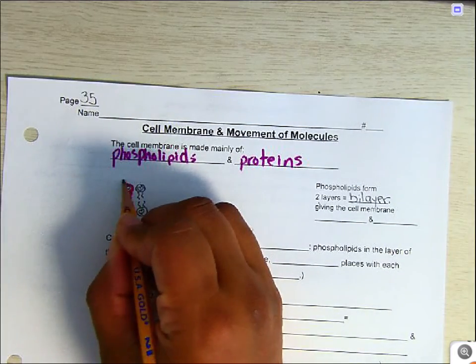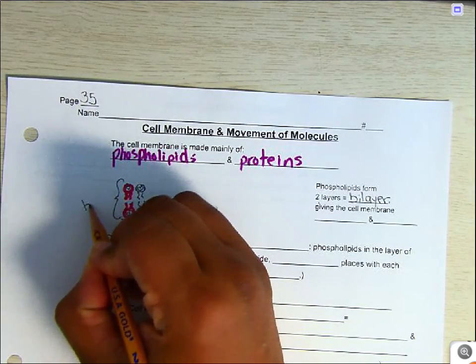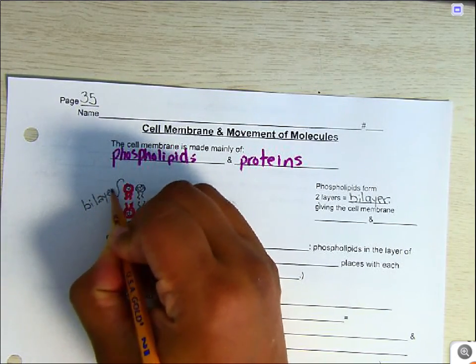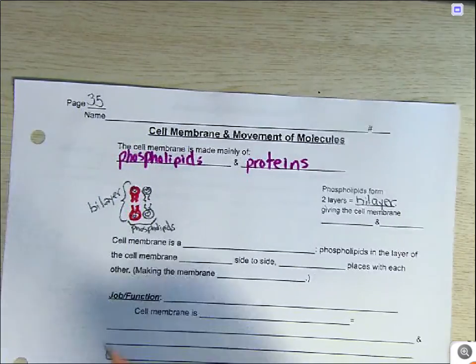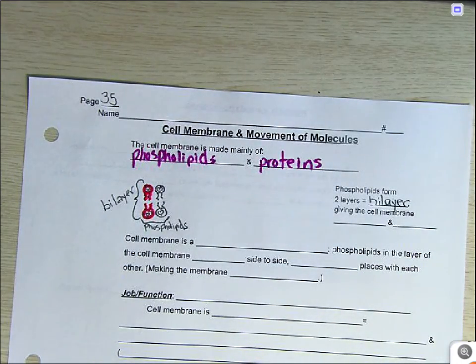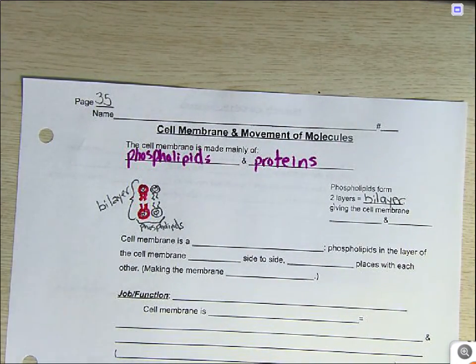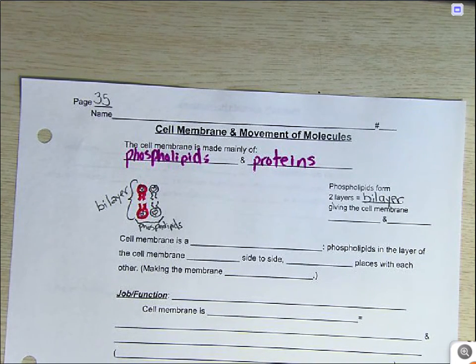So we want to label this the bilayer. One other thing I want to point out as well, I left a lot of space on the left-hand side because throughout our notes, we'll be jotting down some extra information to help us understand our notes. So that's why I left that space there. Remember, I told you I was going to be doing that.